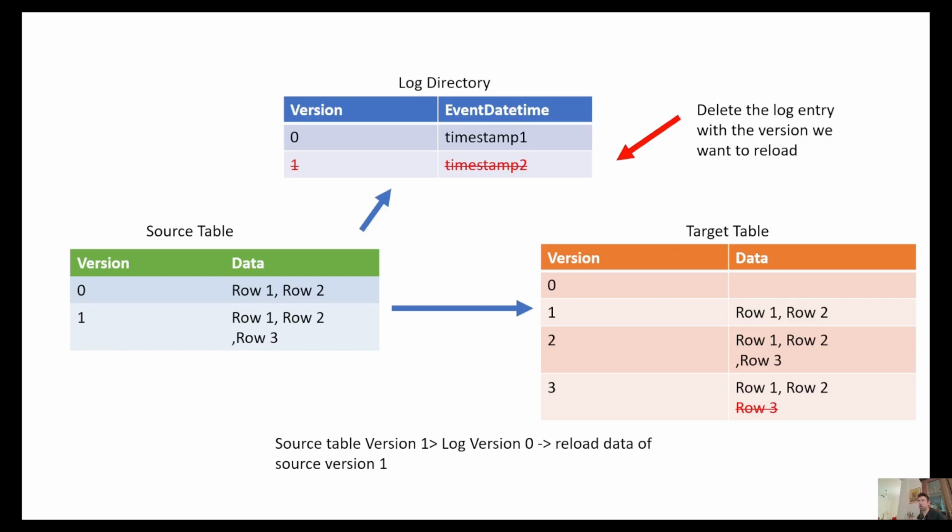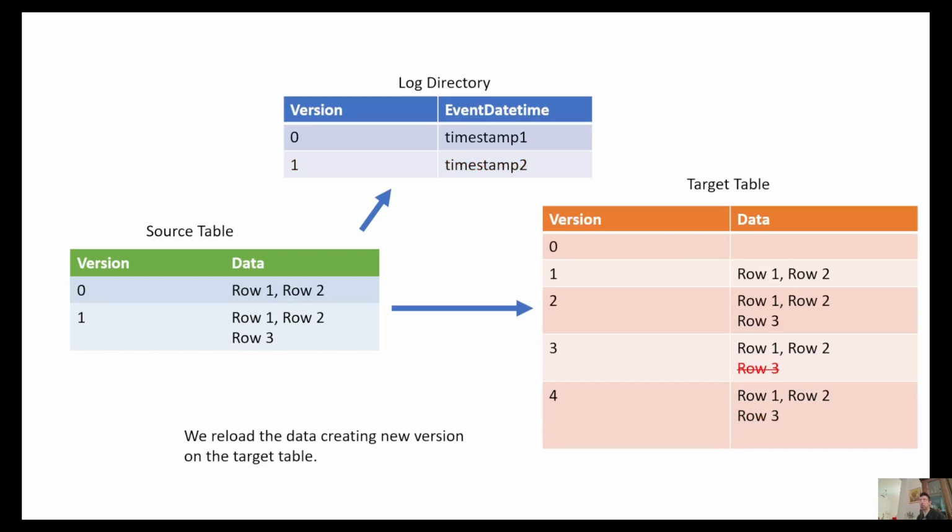So for example, if we delete version 1 from the log directory and then we run our code, it will compare again. Version 1 in the source table is greater than version 0 in the log directory, so we reload this version. What we try to do here is compare the version that we have in the source table with the version we have in the log directory, and then we get the partitions only for this version and reload those partitions to the target table. So this is how you can reload the data.